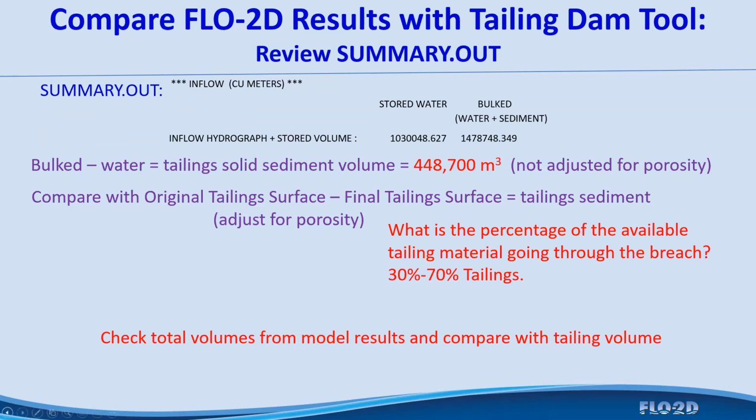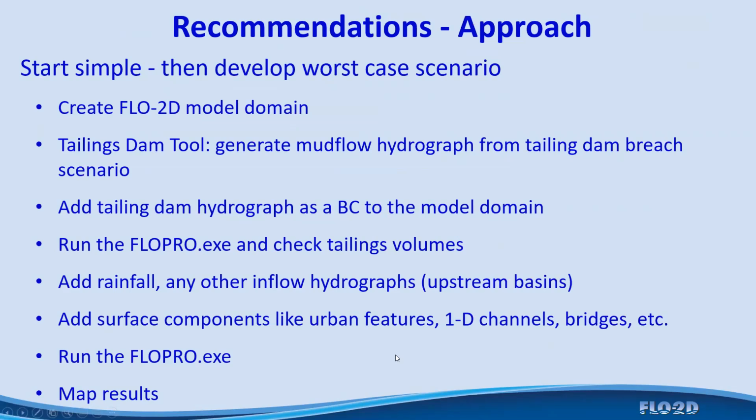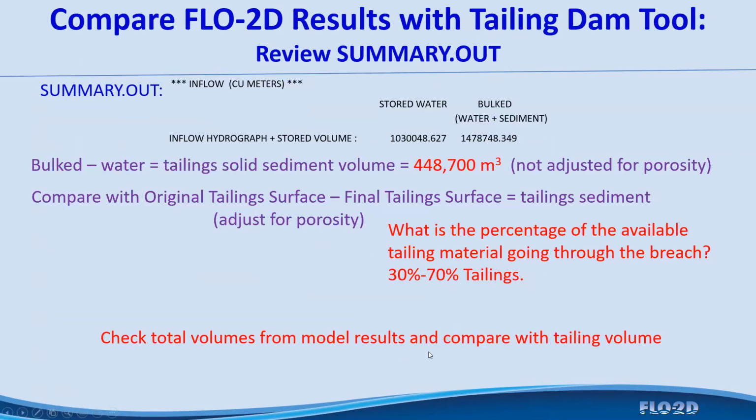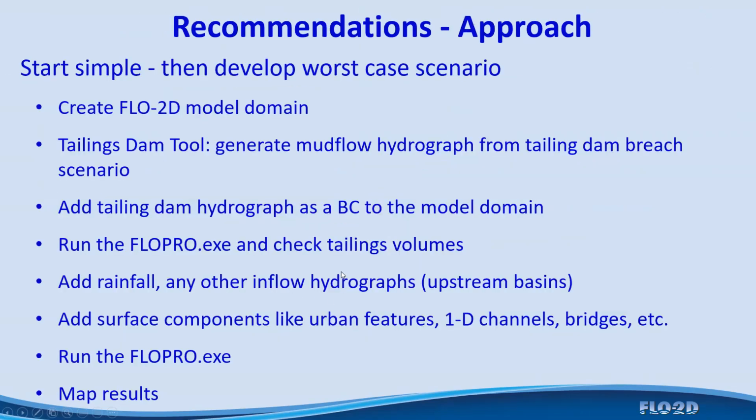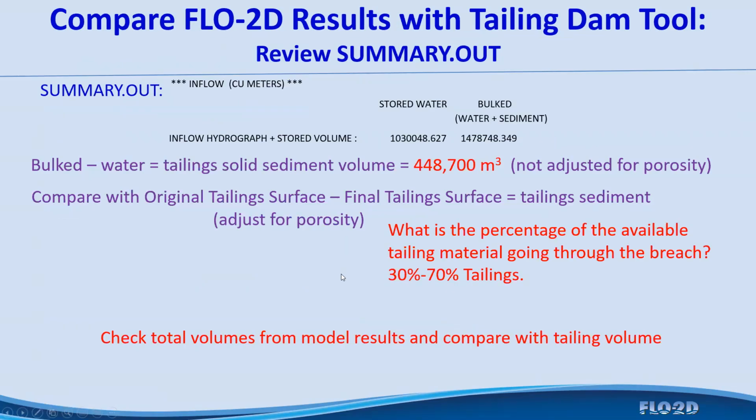So in this case, the total volume from the model results can be compared with the tailings volume. I'm not going to spend too much time on this slide, but if you need assistance understanding the volumes after you run your model, just let us know and we'll give you some advice. We have different presentations that explain how to compare these volumes, okay? But remember, it's important to compare the volume and make sure that we have an accurate estimation of the volume, because the volume is going to define the area of inundation, okay? So it's really important to have a good estimate of that.